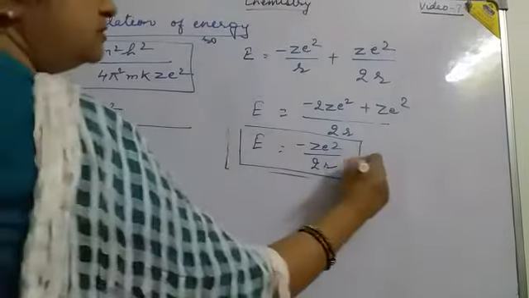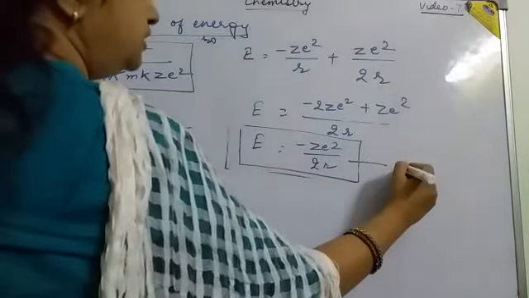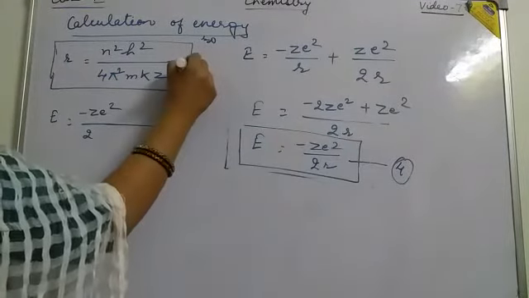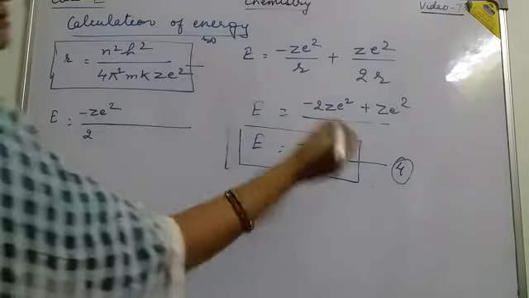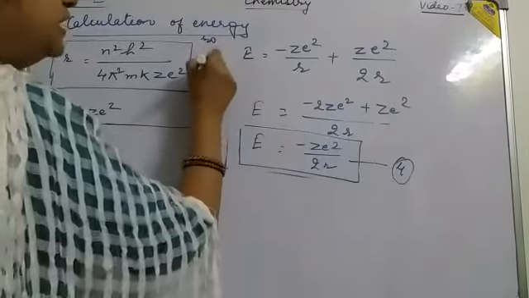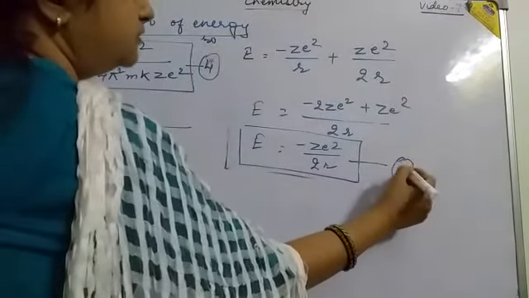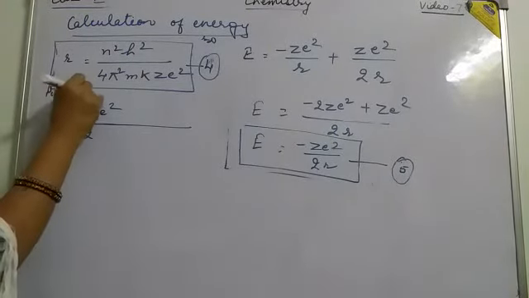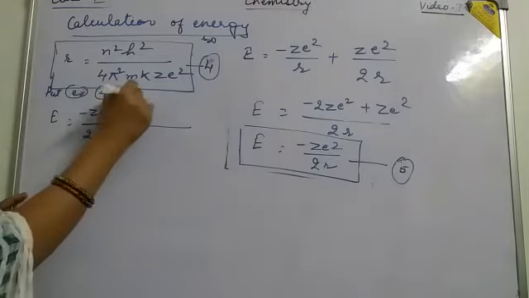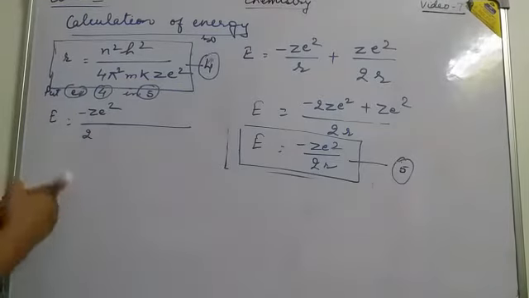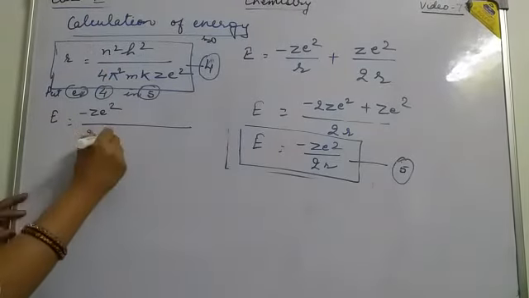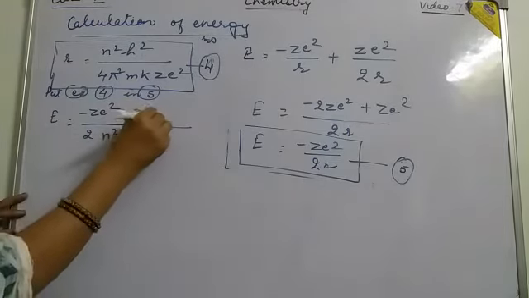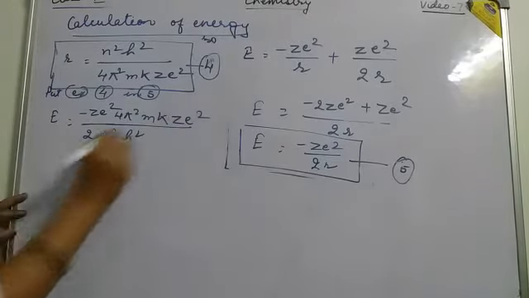This is equation number 4, and this is equation number 5. Put equation 4 in 5. We get 2 R, where R means n square h square by 4 pi square m k Z e square.